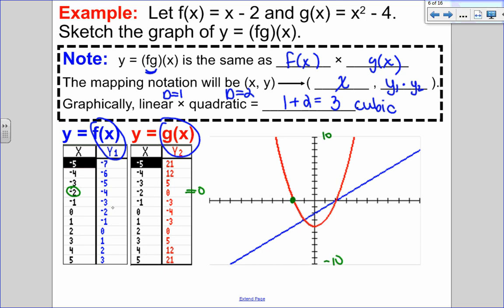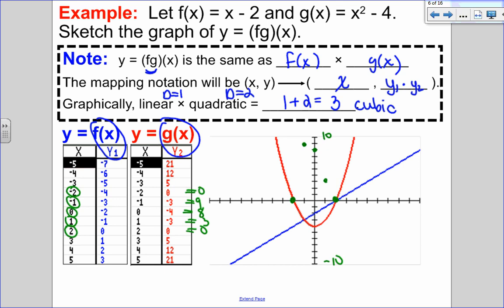Then I'll look at when x is -1. So I'm going to have -3 times -3, which equals 9. So my point would be at -1 and 9. So right about there. I'll look at when x is 0. -2 times -4 is +8. So 0 and +8. When x is 1, I would have -1 times -3 is 3. So 1 and 3. When x is 2, 0 times 0 is 0. So I'm going to have 2 and 0 right there.